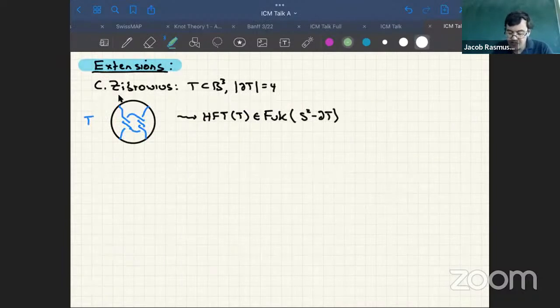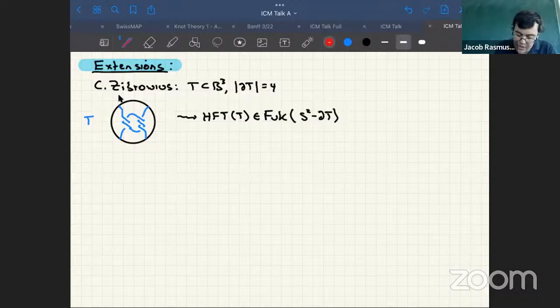So in the last few minutes of my talk, I'd like to discuss some extensions of this idea. And what's the idea behind these extensions? The idea is that we should look for other places where the category that we're thinking about is the Fukaya category of a Riemann surface. And then we can really understand how that category works using curves.